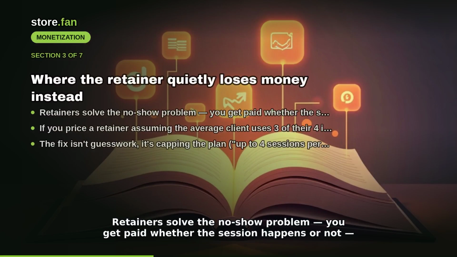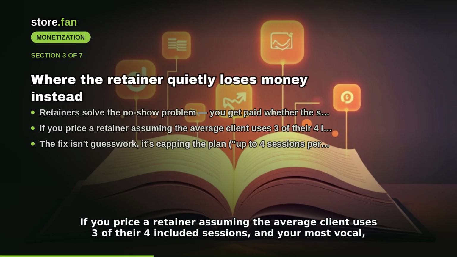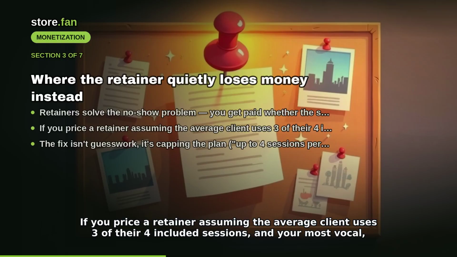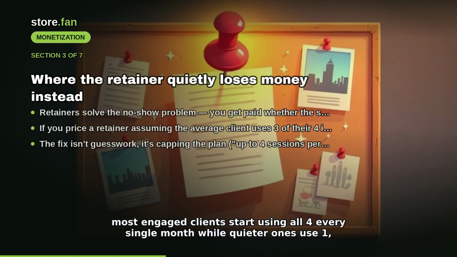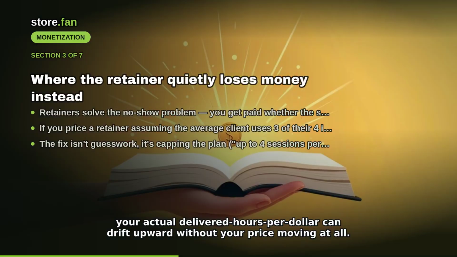Retainers solve the no-show problem. You get paid whether the session happens or not, but they introduce a different risk: usage creep. If you price a retainer assuming the average client uses 3 of their 4 included sessions, and your most vocal, most engaged clients start using all 4 every single month, while quieter ones use 1, your actual delivered hours per dollar can drift upward without your price moving at all.